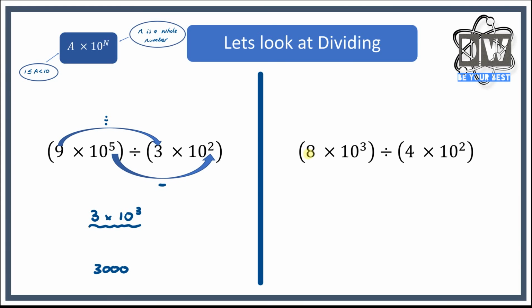Here we go, everyone. It's 8 divided by 4, which gives us our 2. Oh, sorry, I've got to put the underline over there. And then we've got our 3 take away our 2, which gives us to the power of 1, which is just 10. So 2 times 10, and that gives us 20. Hopefully you got that one correct. I'm sure you did.